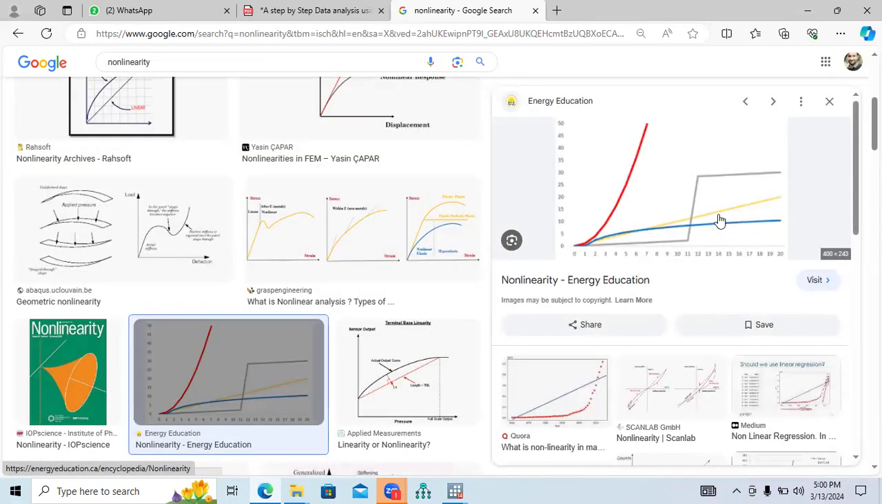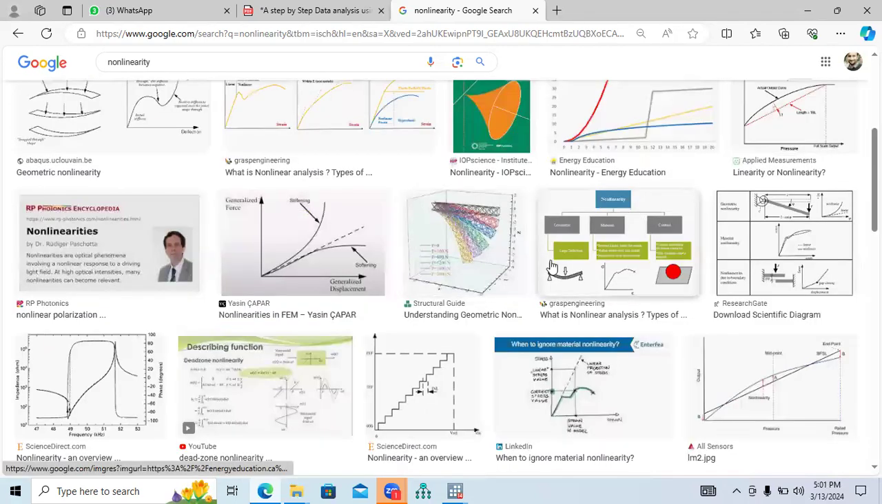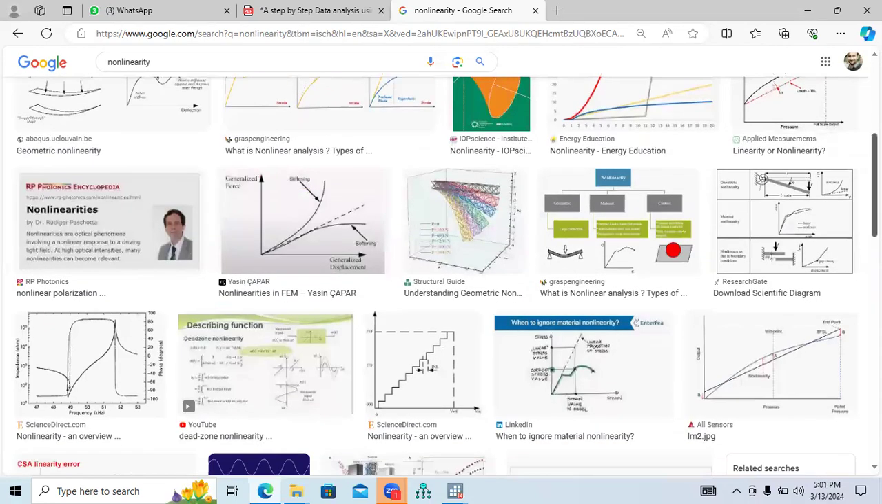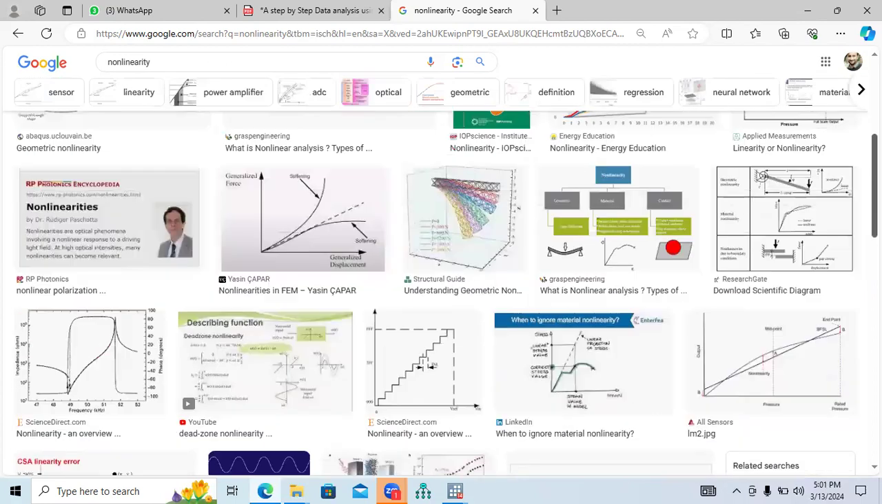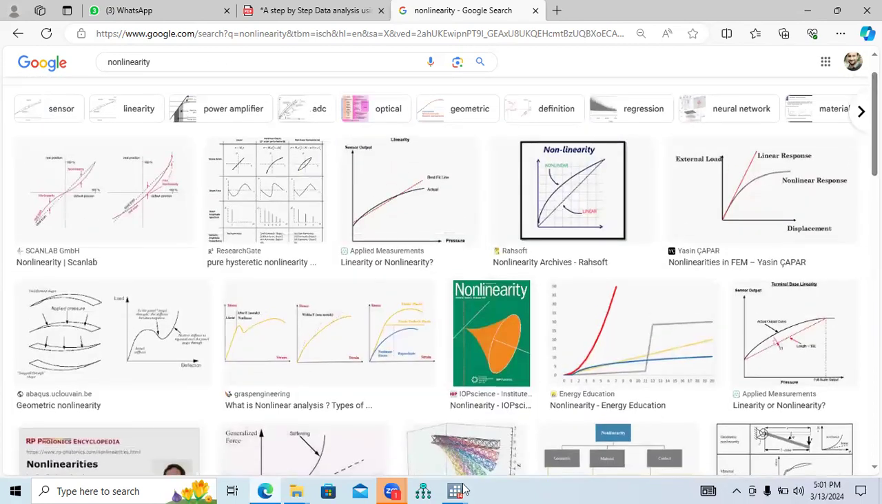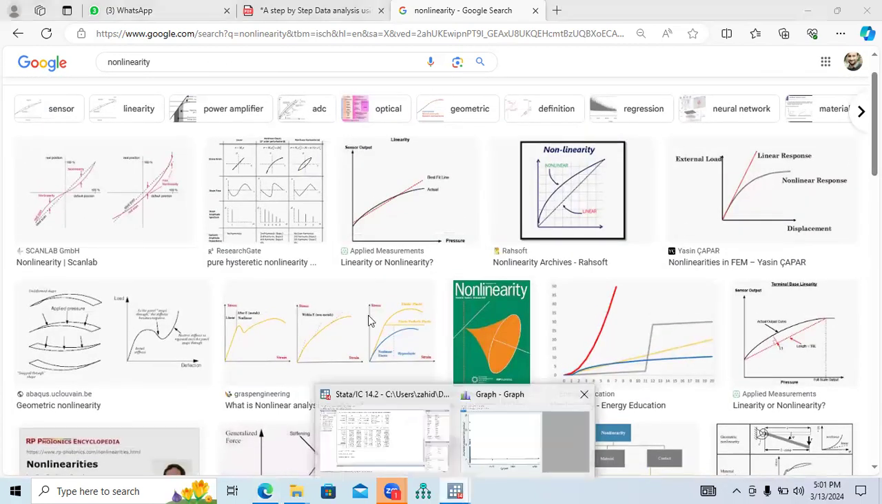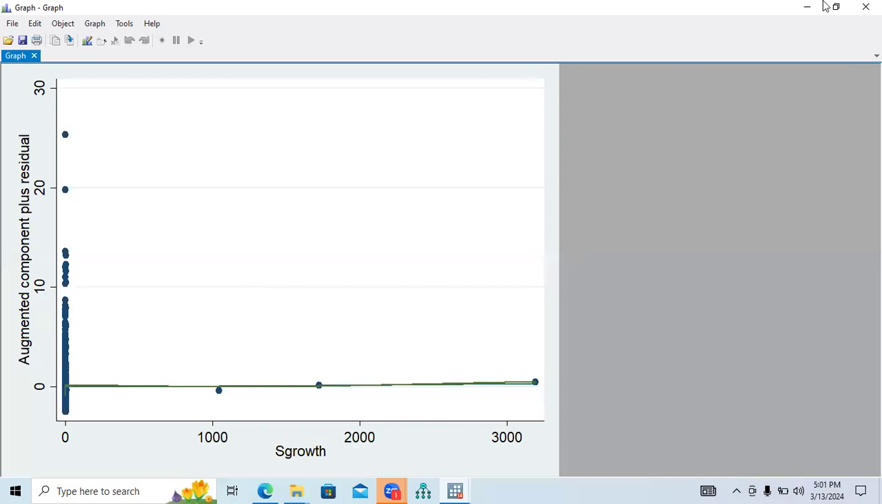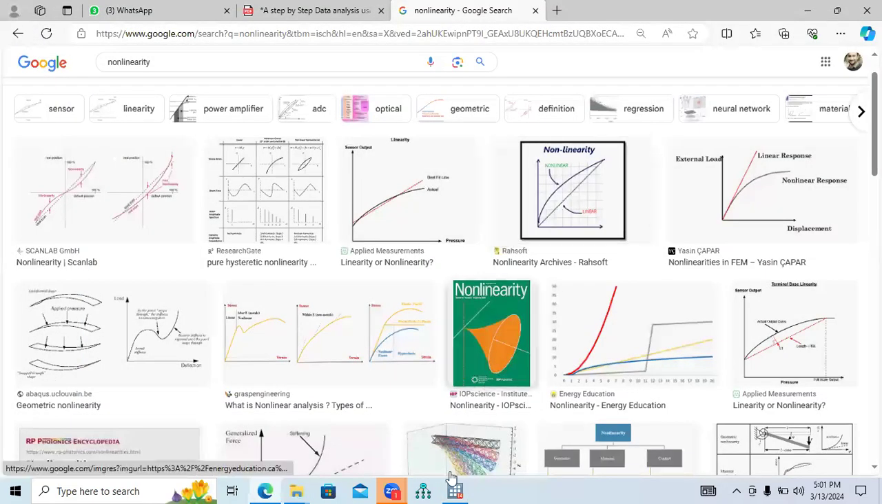If you see an orange line here, it is a straight line. The orange line indicates a linear relationship, but the red line, the purple line, the blue line, they are not linear. So whenever you observe a linear line or a straight line, it becomes a linear relationship. In case of this, there is no linear relationship because you could not find a linear relationship here.